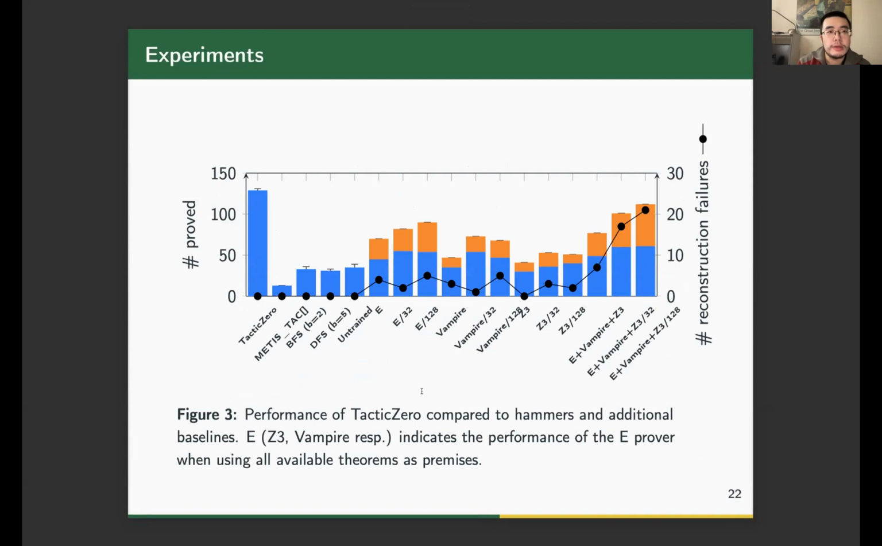So this is the performance. We have these well-known automated theorem provers as baselines. These provers are called Z3, Vampire, and E. And we have the performance of TacticZero here. You can see that TacticZero is able to prove the most theorems, and it beats all the rest of them.